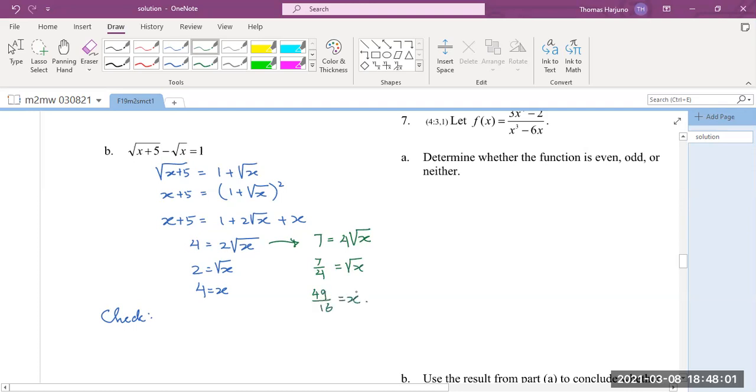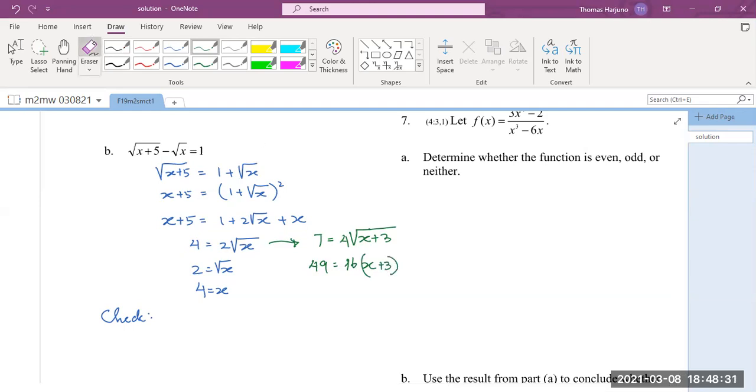And then you do the check. Or your other option is you square both sides right away. But when you square both sides right away, you will get 49 equals 16 times x. Now, if instead you have square root of x plus 3, for example, then when you square both sides, it becomes 49 equals 16 parentheses x plus 3.